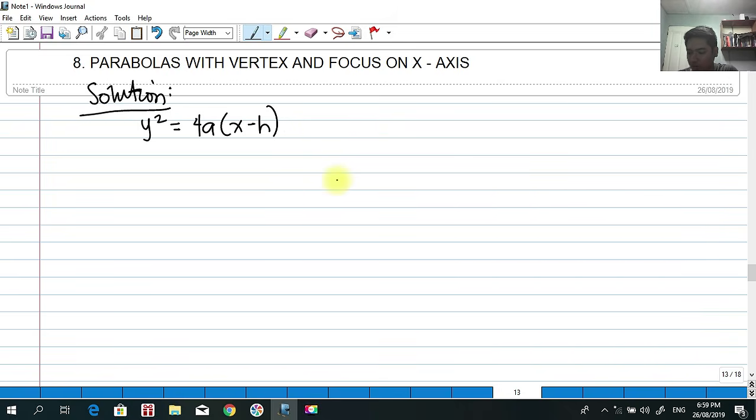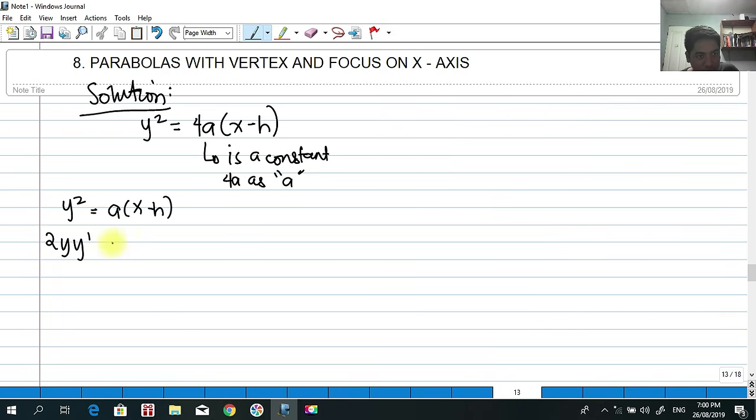Okay, so what are we going to do? Again, this 4a is a constant. So 4a is a constant. We can simply write 4a as simply a. Okay, so we have y squared is equals to a(x minus h). So in this equation, we have two arbitrary constants. We have a and h. So definitely, we're going to differentiate this twice. So let's differentiate. So we have 2y y prime.